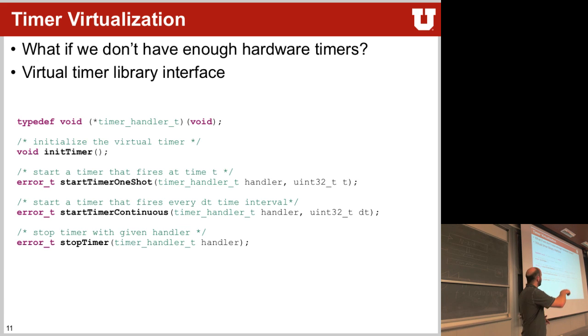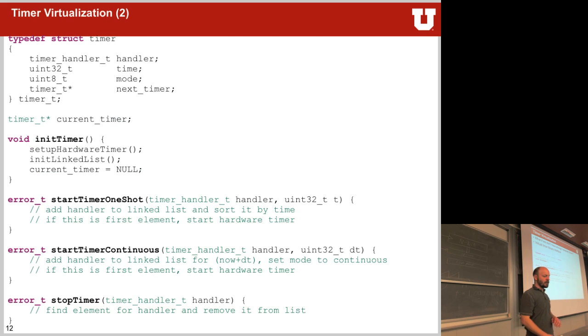You probably also want a stop timer function: if you have a continuous timer that counts all the time, you give it this particular handler and it removes it from the linked list, so you can stop this timer from reoccurring. Some more implementation details: in your initialization, you set up the hardware, you initialize the linked list, and you set the current timer to null because in the beginning there are no timers. The data structure for a node can be something like this: a handler, a time associated with it, a certain mode, and a link to the next timer.